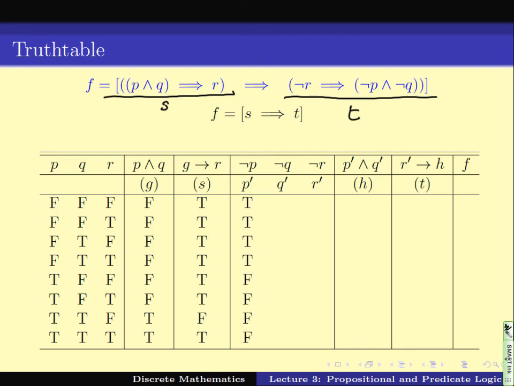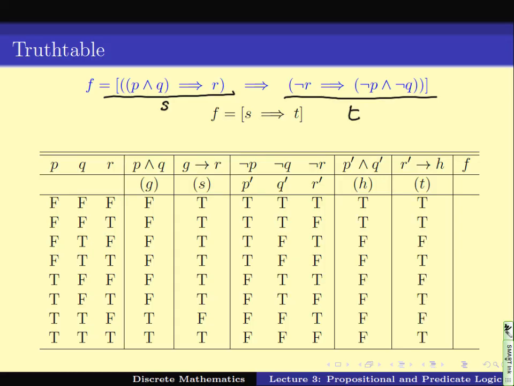Similarly, we can do the not of P and not of Q and not of R, using the truth table of not. And then I can evaluate what the value of T is by doing the same thing. First of all, doing it as not of P and not of Q, and then not of R implies not of P and not of Q. And once we have that, we have this S and we have this T, and thus S implies T.